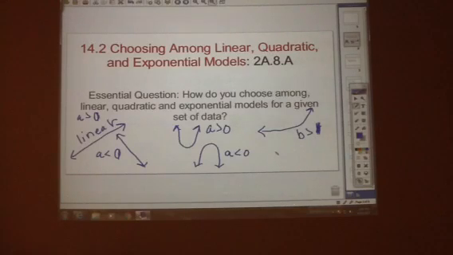If it comes down like this, it's an exponential what? Decay. B is less than 1, so it's going to be like a fraction. So if your base is a fraction, then it's a decay. If your base is not a fraction, then it's going to be a growth. Questions on those?